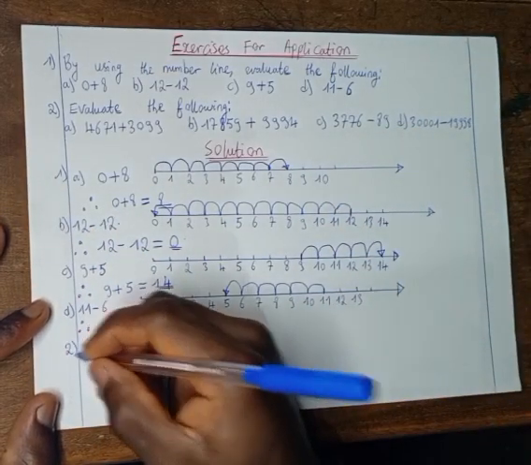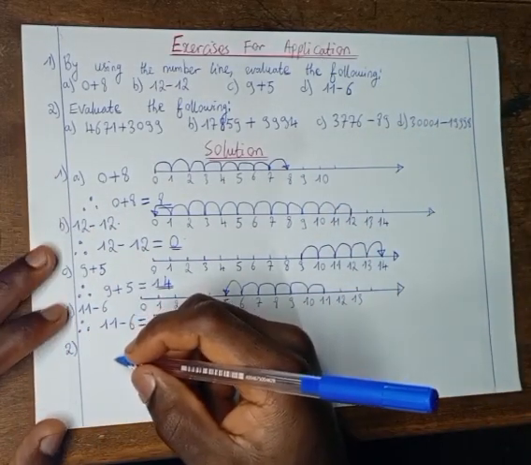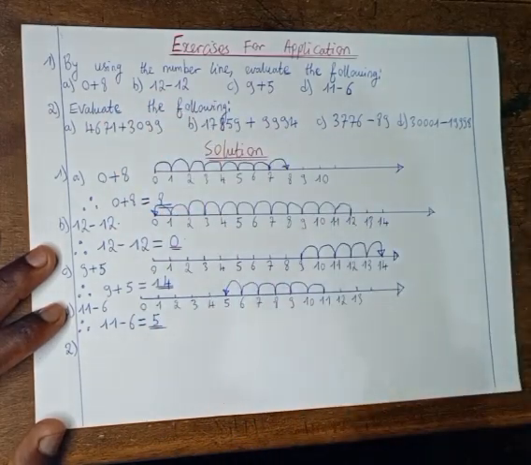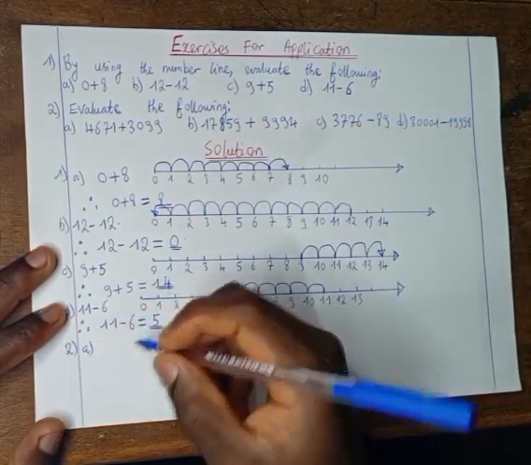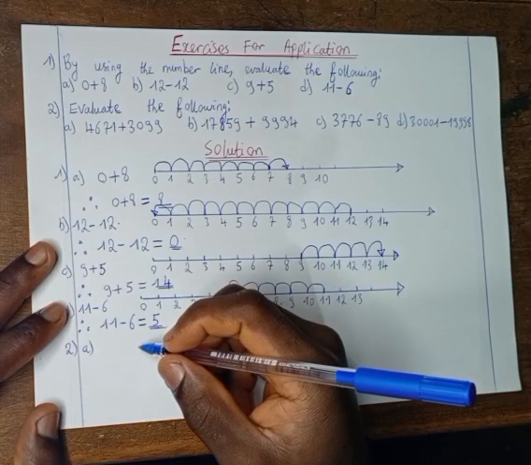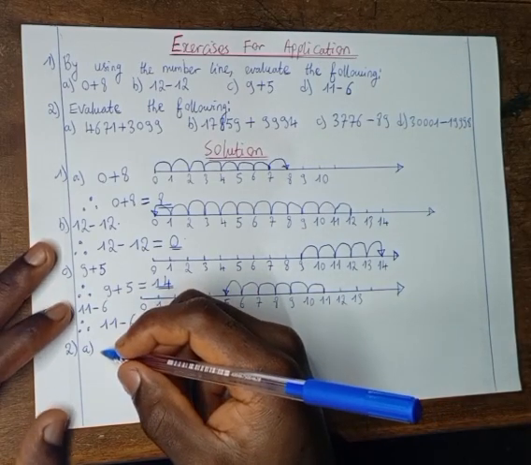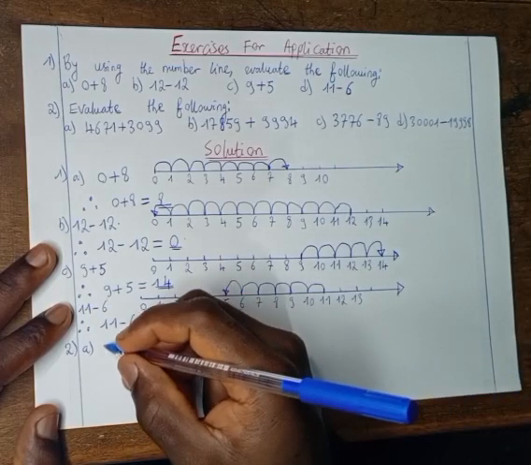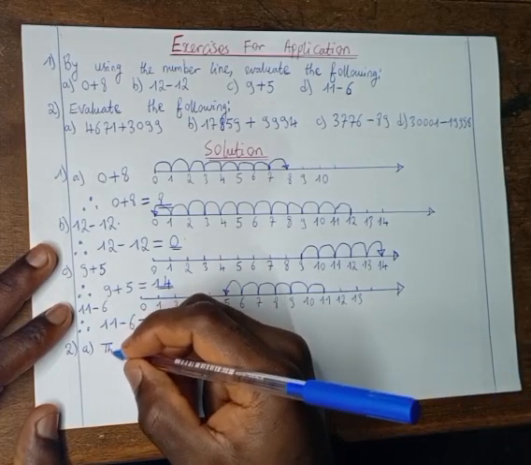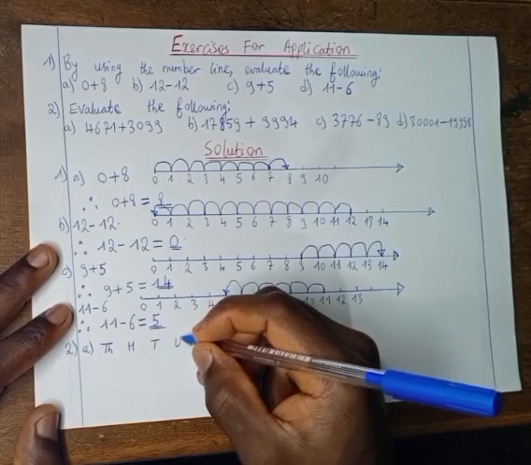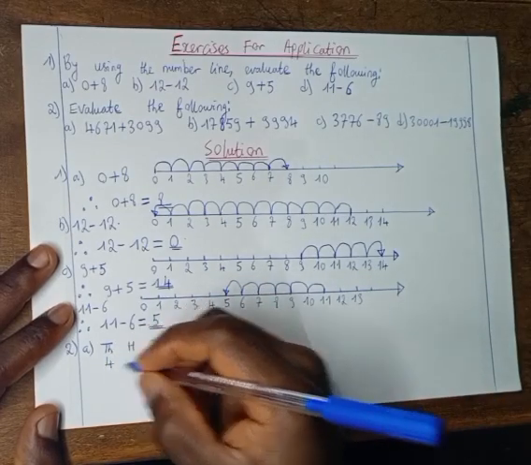Next, we go to question 2, which says evaluate the following. In this case, you'll see the numbers are very, very large, so we cannot make use of the number line. We have the first number 4,671. So we need to start by writing the place values. We have thousands, hundreds, tens, and units.